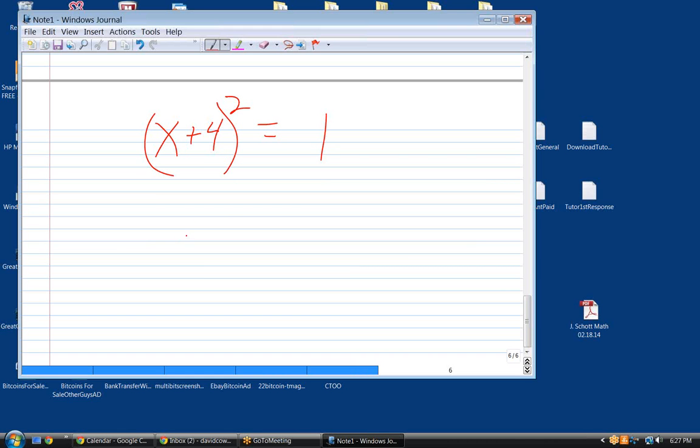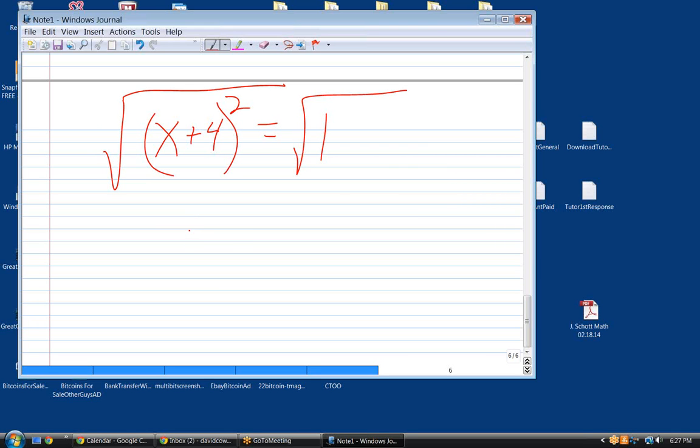Take the square root of both sides. What do we got? Square root of x plus 4 equals the square root of 1. The 4 is kind of in the way. But what's the next line of this equation? Okay, so I'm going to take the square root of both sides. Now what?